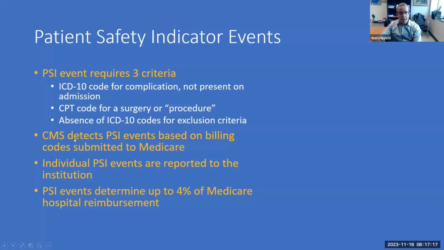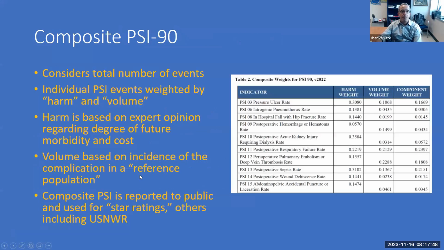The Centers for Medicare Services detects these PSI events based on combinations of diagnostic and billing codes that are submitted to Medicare for billing purposes. Individual events are reported back to hospitals at intervals. Usually it's every couple of years in a list, presumably for quality improvement purposes. And these events determine at least 4% now of Medicare hospital reimbursement. So a lot of money is at stake.